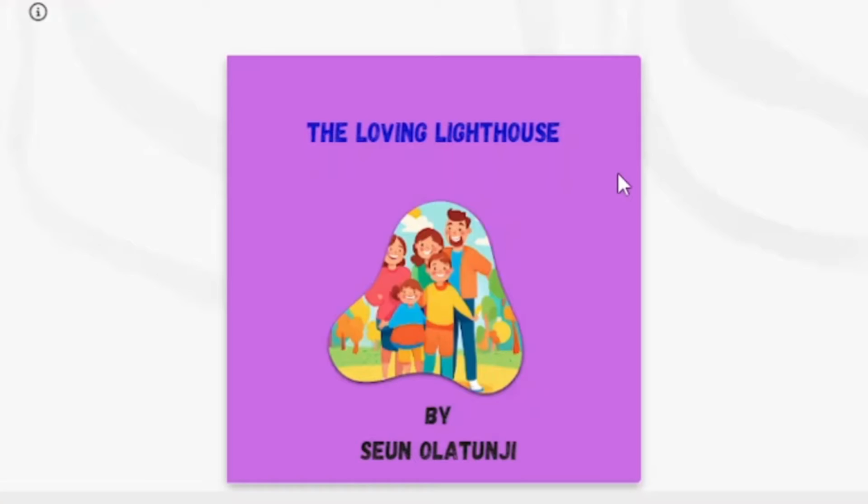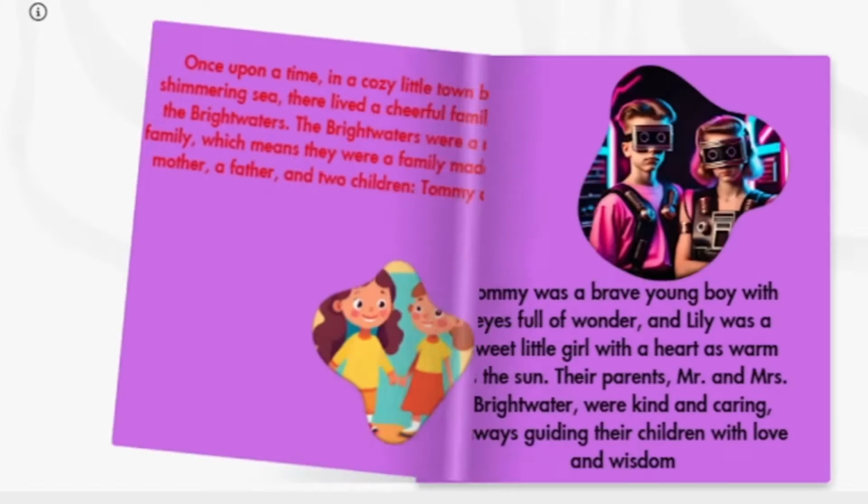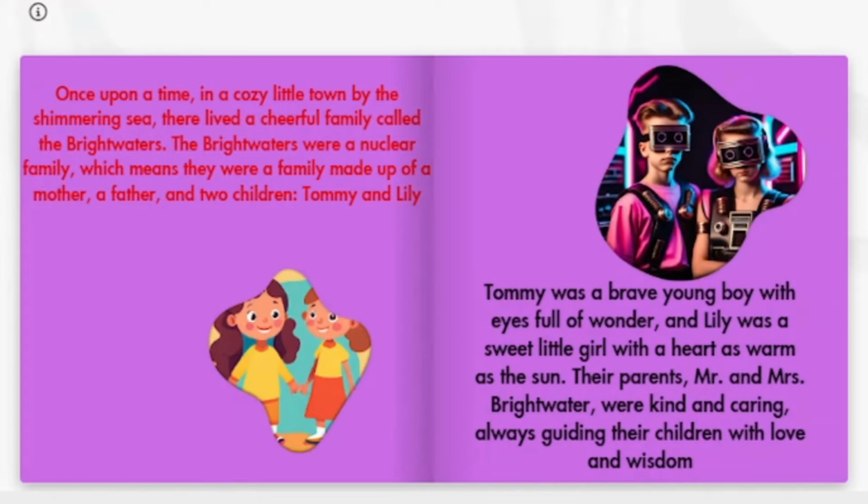In today's video, I would show you how you can create kids story flipping ebook like this. The Loving Lighthouse by Seon Olatunji. Once upon a time, in a cozy little town by the shimmering sea, there lived a cheerful family called the Brightwaters. The Brightwaters were a nuclear family, which means they were a family made up of a mother, a father, and two children, Tommy and Lily.